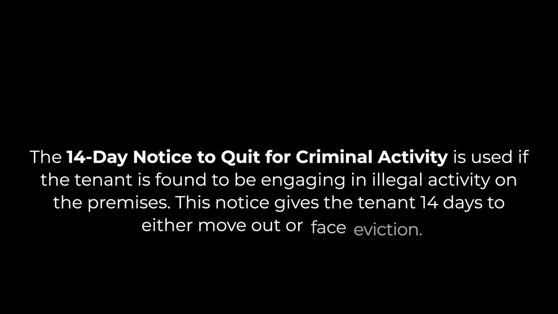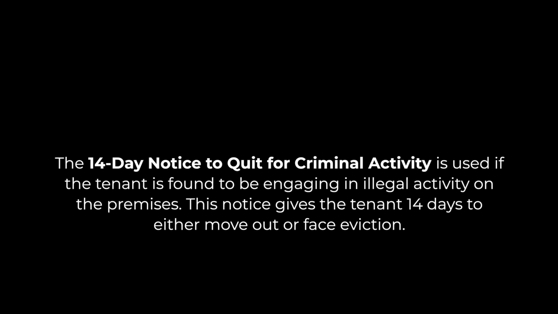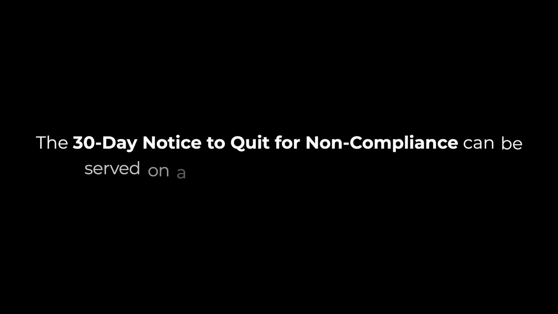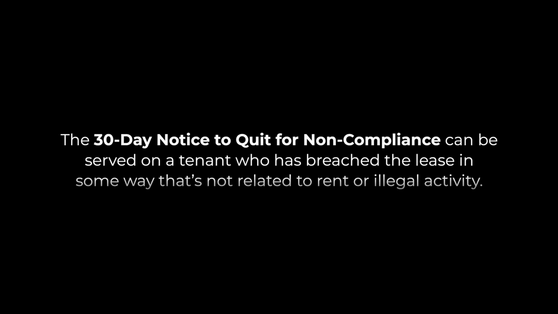The 14-day notice to quit for criminal activity is used if the tenant is found to be engaging in illegal activity on the premises. This notice gives the tenant 14 days to either move out or face eviction. The 30-day notice to quit for non-compliance can be served on a tenant who has breached the lease in some way that's not related to rent or illegal activity. An example is housing an unauthorized person in the unit. This notice gives the tenant 30 days to either rectify the problem or face an eviction proceeding in court.